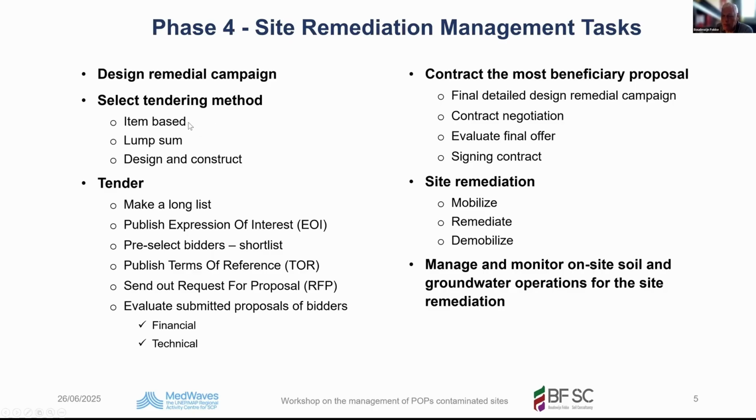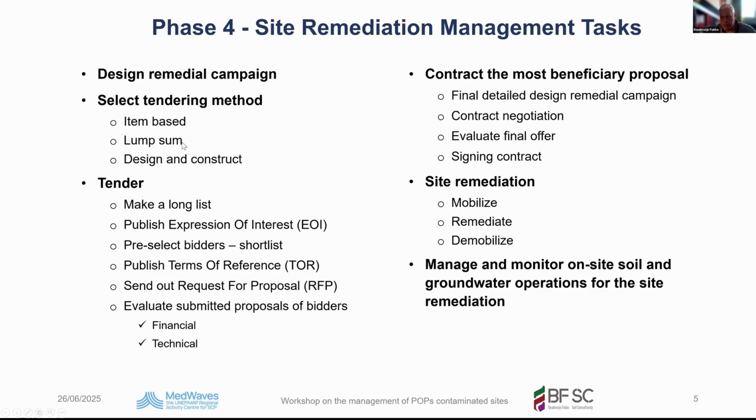Item-based, that's simple. So many tons have to be excavated, so many cubic meters have to be pumped and treated. With item-based, you have unit prices for the items, and you just calculate the number of tons to be excavated, and then it's paid based on unit price. With item-based contracts, you, as the contracting party, have the responsibility of the design.